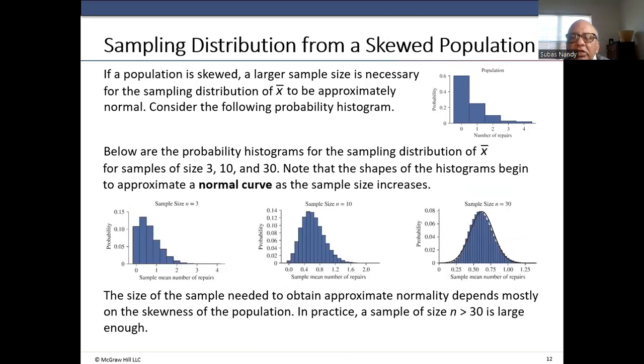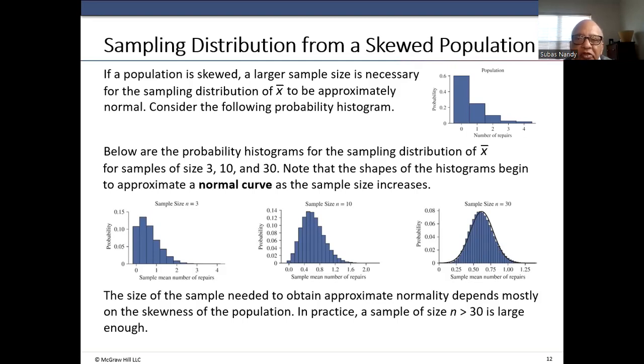Here, on the top right, they're showing the population probability distribution. On the 3 curves in the bottom, they're showing the effect of the sample size. Look at the population probability distribution. There is one group on the left which has the highest relative frequency, and then there are other groups which have smaller relative frequency on the top. So this curve is skewed to the right because there are too many numbers on the high side.